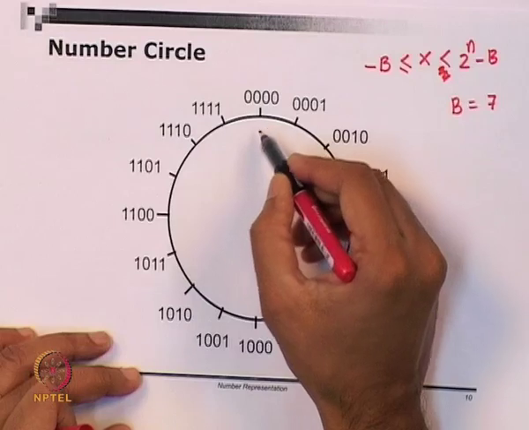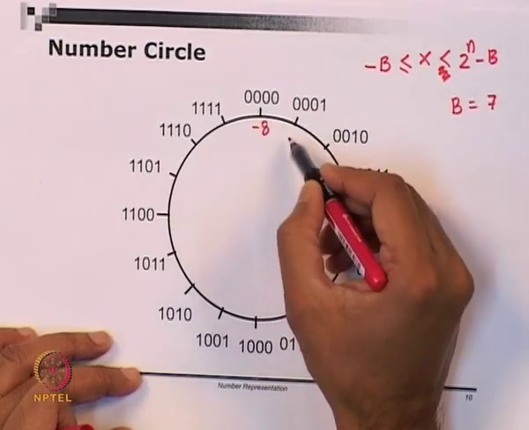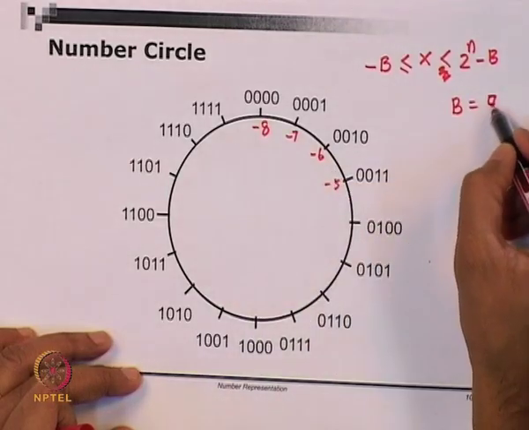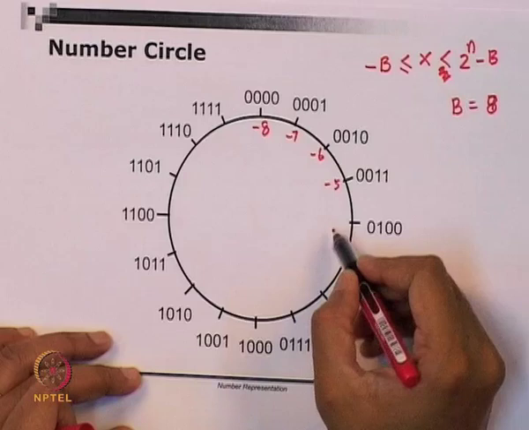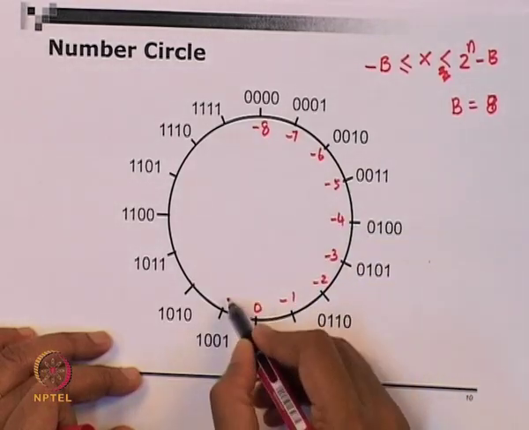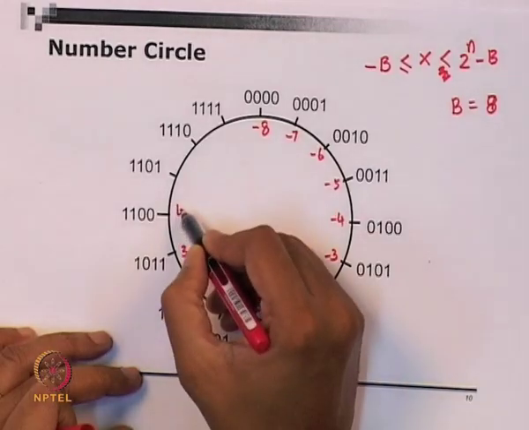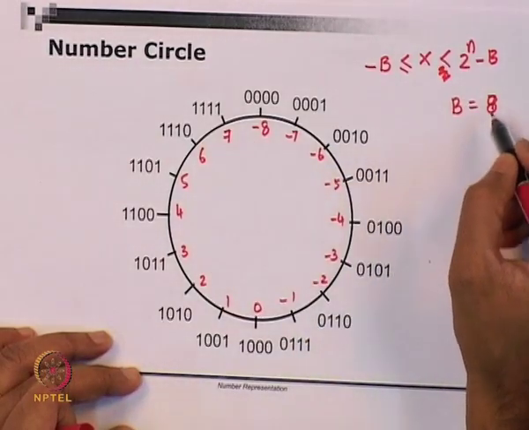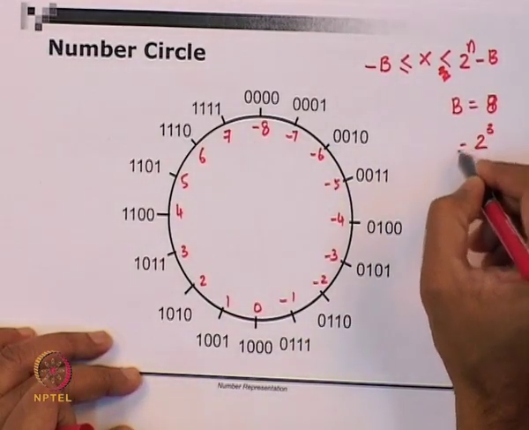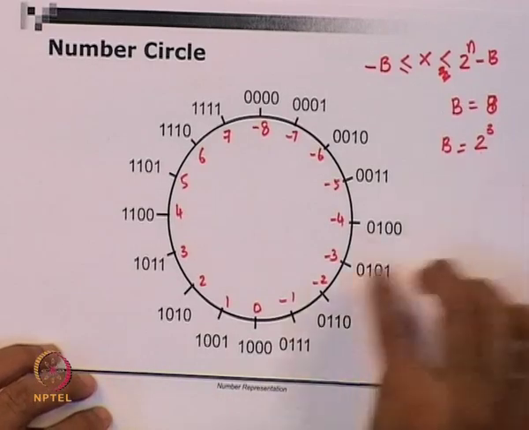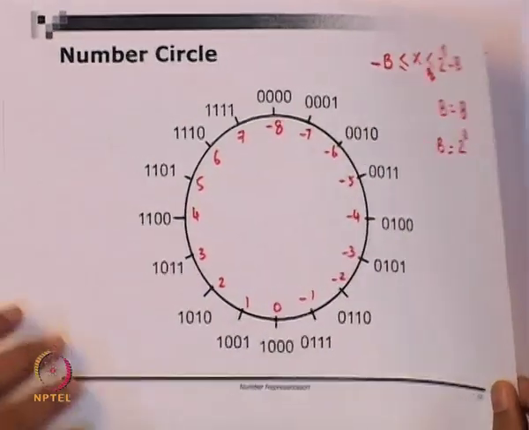So we can go from minus 8, minus 7, minus 6, minus 5, minus 4, minus 3, minus 2, minus 1, this is 0, 1, 2, 3, 4, 5, 6, 7. In this case B itself is picked as 2 power 3. So this is the excess 8 interpretation, and this is a very useful thing. This is the number circle for this interpretation.